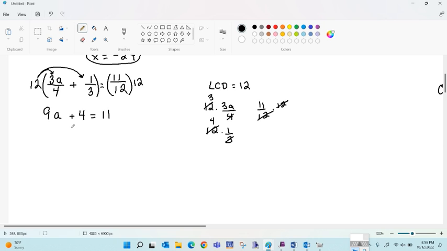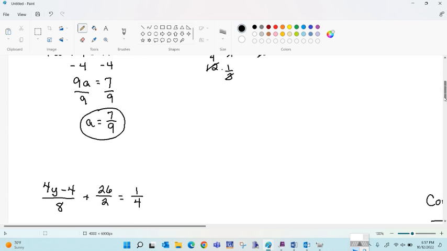Okay, you would remember that you need to subtract 4 from both sides. So 9a equals 11 minus 4, which is 7. Then you would divide both sides by 9. And yes, it is okay to have a fraction for an answer. So our answer here is a equals 7/9. So we have our fraction for our answer, but we eliminated the fractions early on, so it made our work finding that 7/9 much easier.